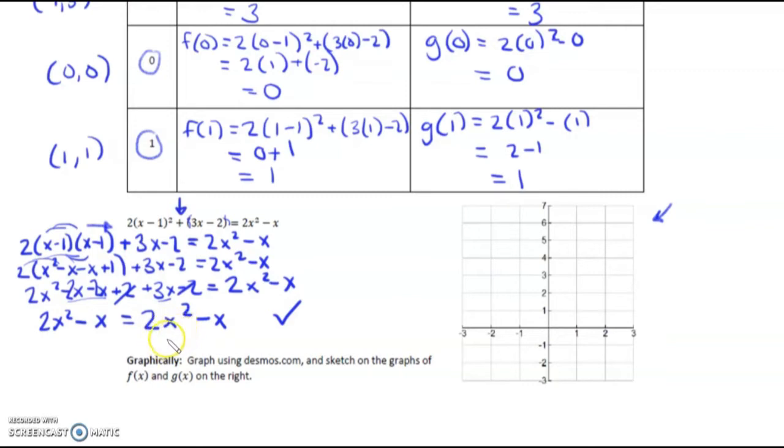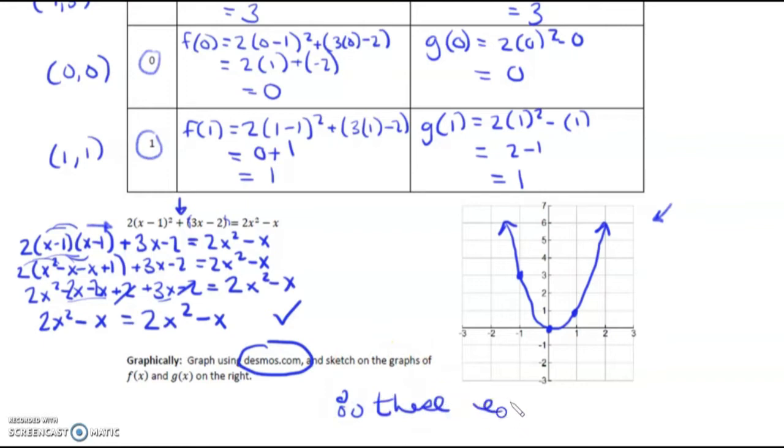Okay? Now graphically, if we were to graph -1, 3, 0, 0, and then 1, 1, both graphs are going to look like this. Okay, you can also use Desmos.com and graph f at x and g at x. Okay, and therefore these equations are equivalent.